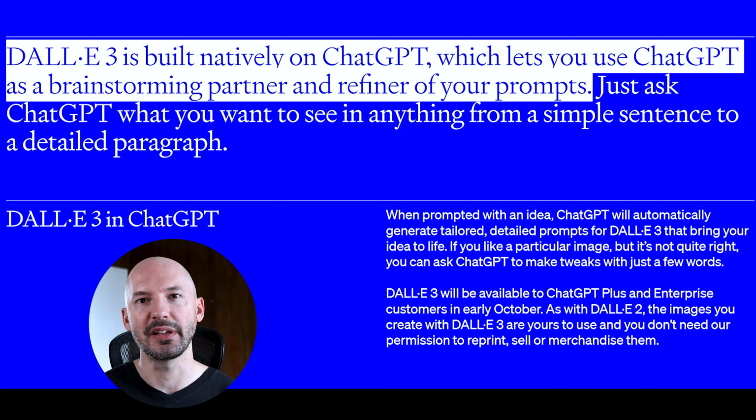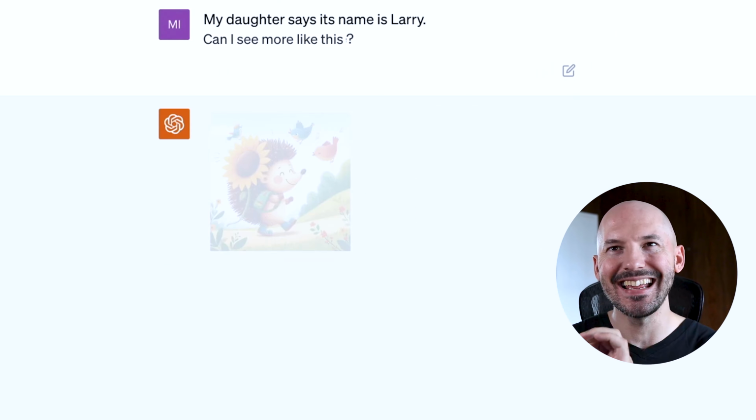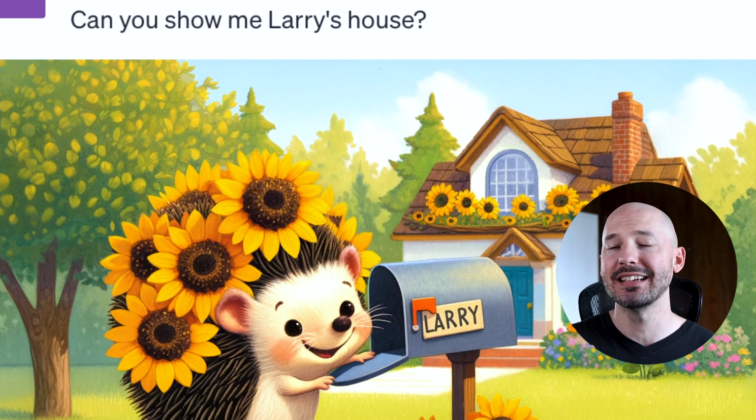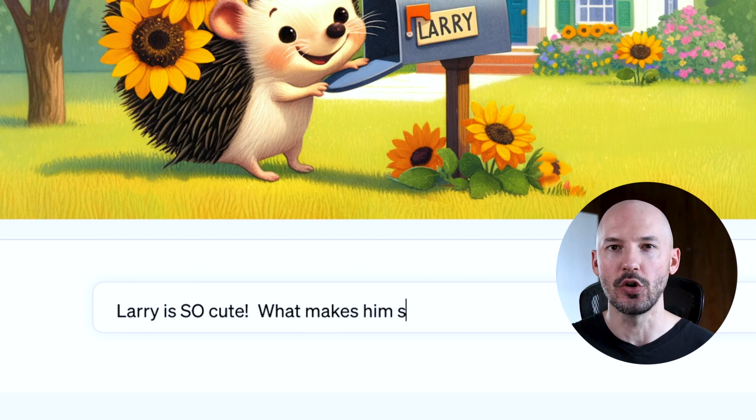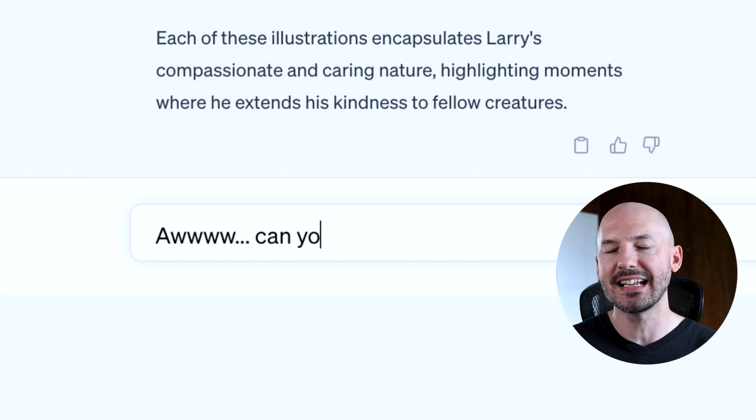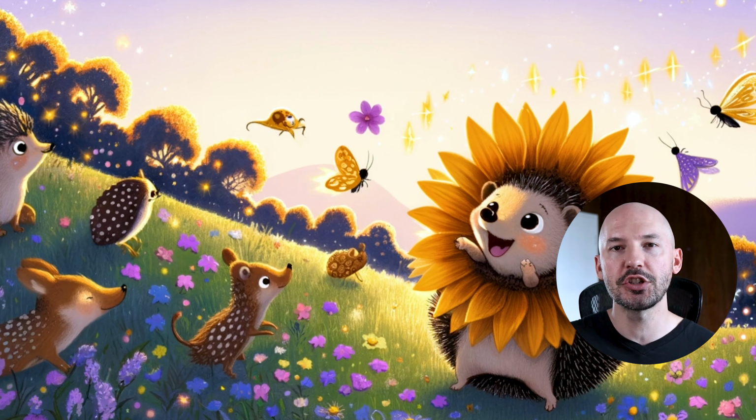But speaking of describing an artist's style, Dall-E 3 is built natively on ChatGPT, and that means it will let you use GPT as a brainstorming partner and refiner of your prompts. Being able to speak to an art generator in natural language is such a game changer. Maybe the most important thing to come out of this announcement. Just ask ChatGPT what you want to see in anything from a simple sentence to a detailed paragraph. Now, in terms of accessibility, I don't think that can be overstated. Even though writing prompts isn't really that difficult and it's kind of a fun language to learn, this just opens the door to so much more potential creation. Maybe there are some concepts you just can't pin down with the correct words. Now you can ask for help from the most helpful assistant ever.